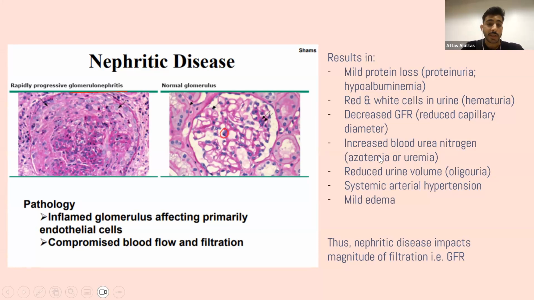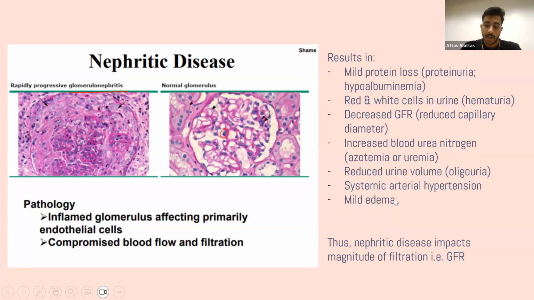Okay, and because now less GFR is there because of the inflammation, you're not filtering more. So there will be less urine. There will be buildup of substances like blood urea nitrogen, and because there is an inflammation, the kidney will react by what? By activating the renin-angiotensin system, and this will cause hypertension. And because there is protein loss, there's mild edema.